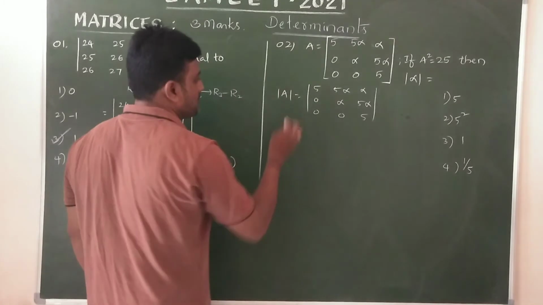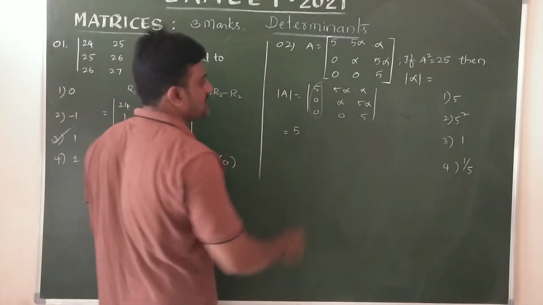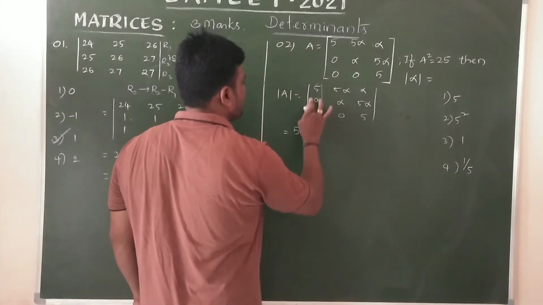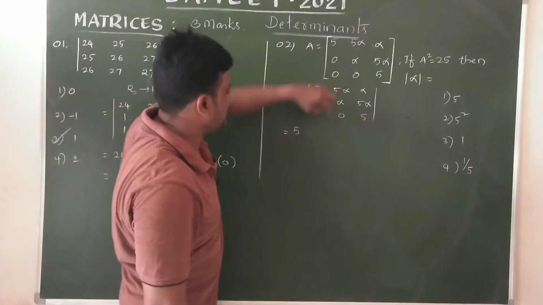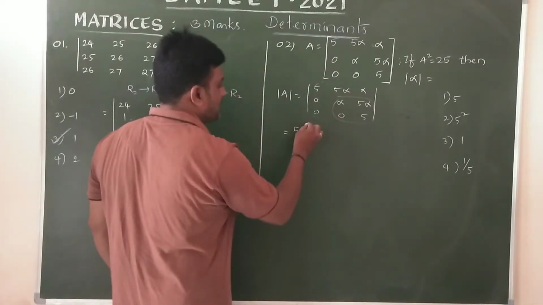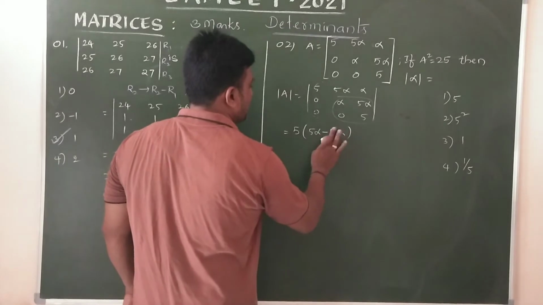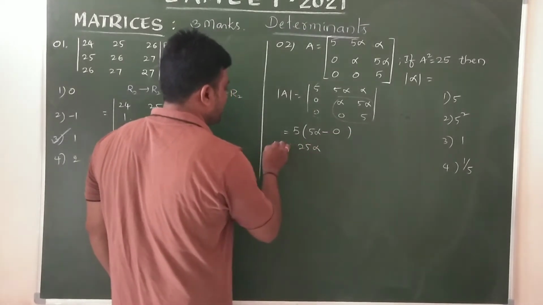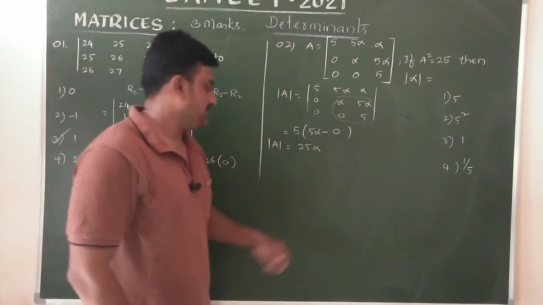First of all we can find the determinant of A. Let us expand along this row. For this corresponding row we have only one element, that is 5 into 5 alpha minus 5 alpha, 5 alpha minus 0, then it is 25 alpha. Det A equals 25 alpha.